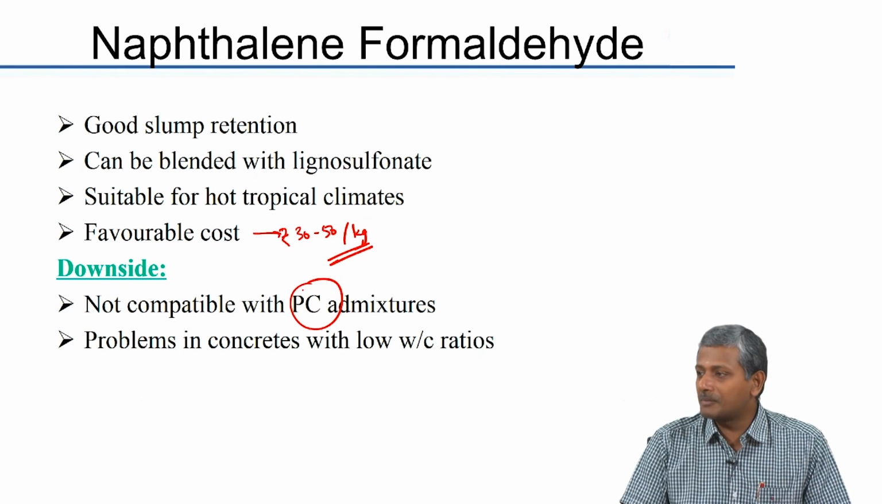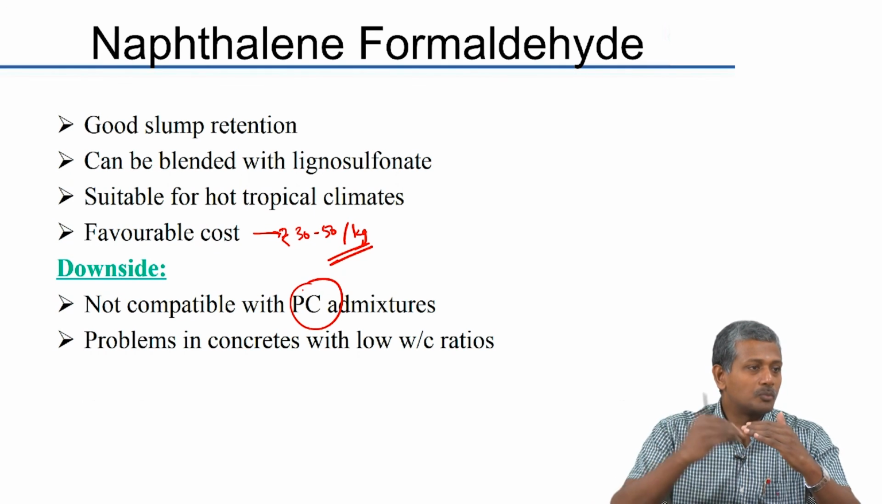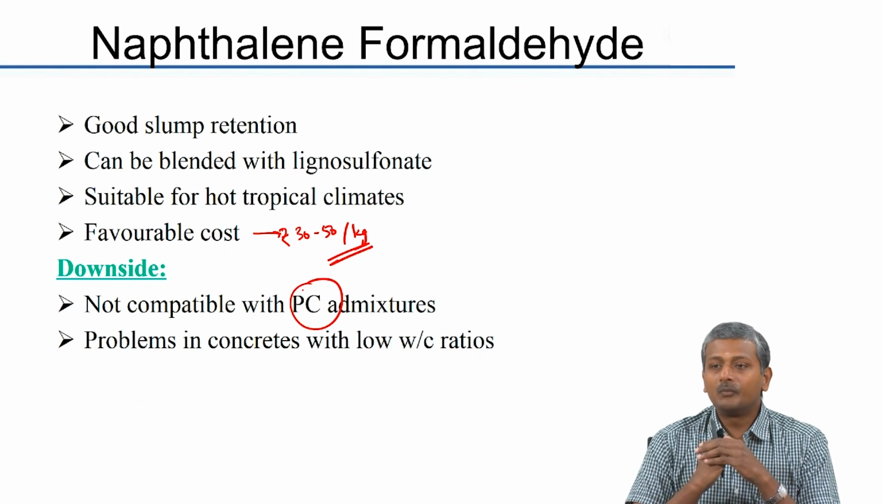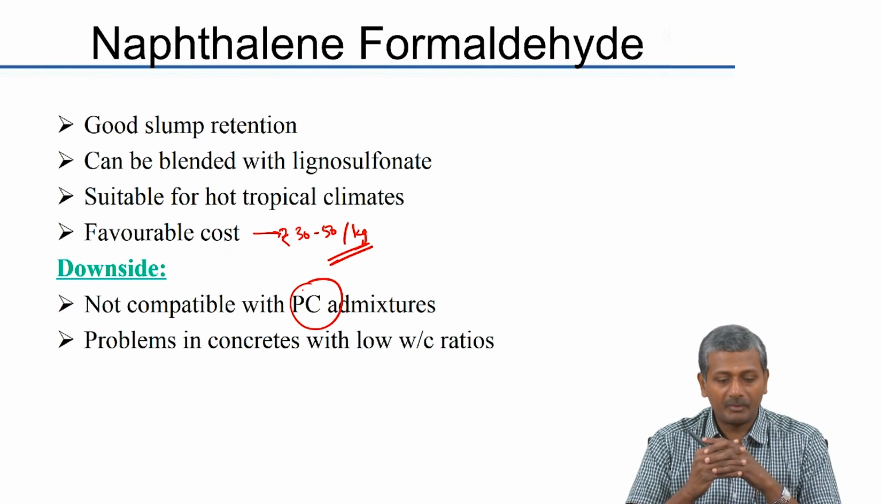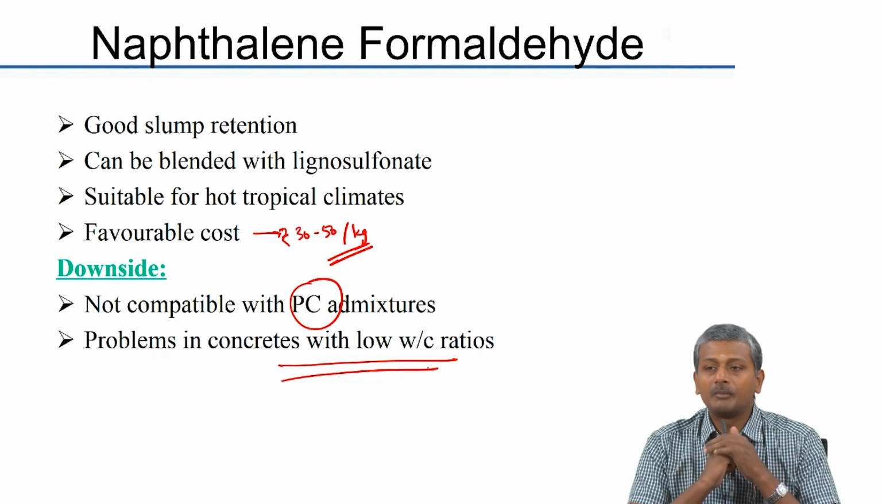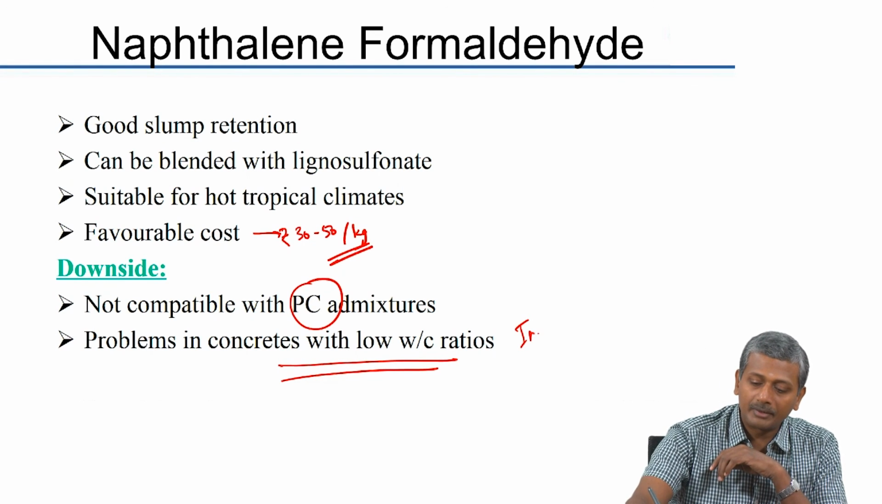Why do you want to keep mixing admixtures? Because PCE admixtures are expensive. You want to bring down that cost a little bit. You want to put something cheaper inside which can still be effective. Unfortunately, with SNF and PCE there is no compatibility. Main issue with SNF is the problem in concrete with low water to cement ratios. We often call that incompatibility, and we will talk about that in more detail a little bit later.